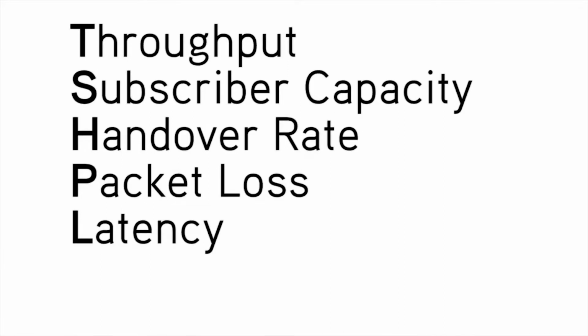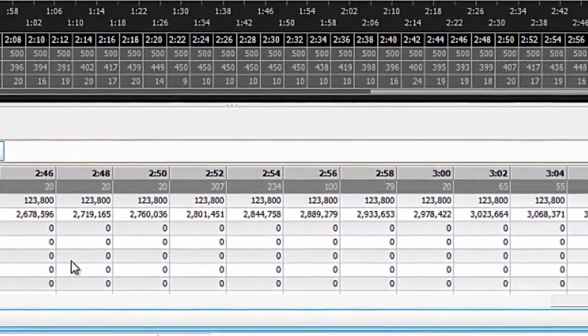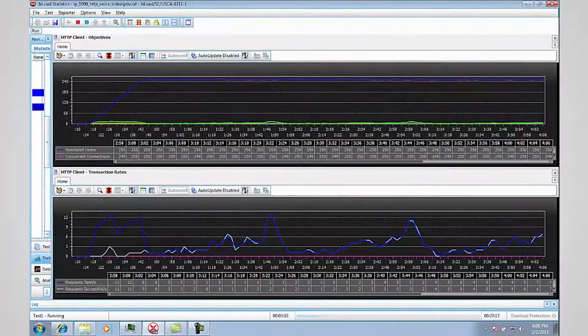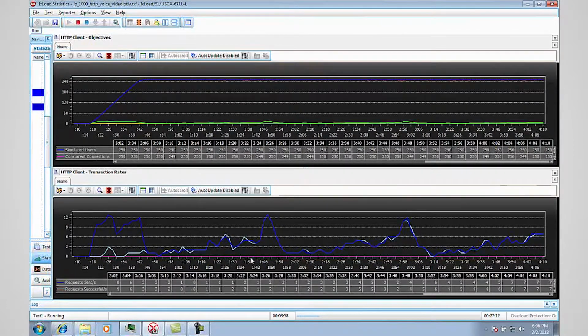Other measurements provide information on overall device and system scalability, like throughput, subscriber capacity, handover rate, packet loss, and latency. IxLoad provides powerful visual real-time statistics across many different services and protocols. All measurements can be saved and exported into concise and powerful reports.